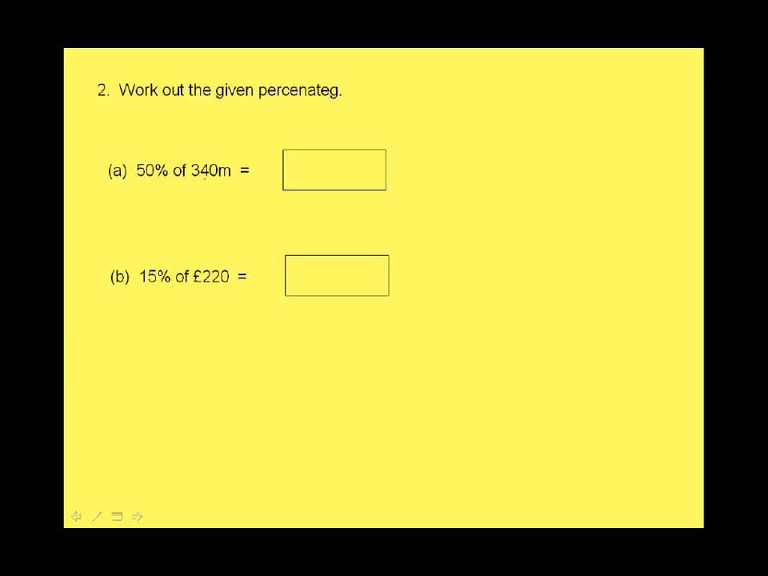50% of 340, that's just half of it. So 3, 4, 0 divided by 2. Go once, the remainder is 1. 2 goes into 14 7 times, the remainder is 0. 2 into 0, 0 times, so that answer is 170.